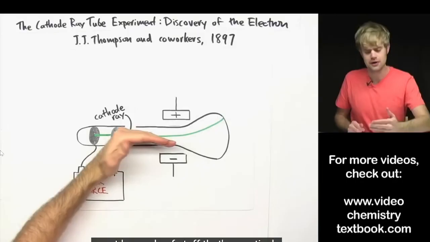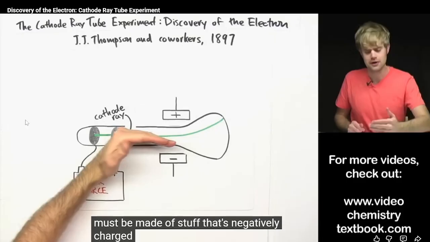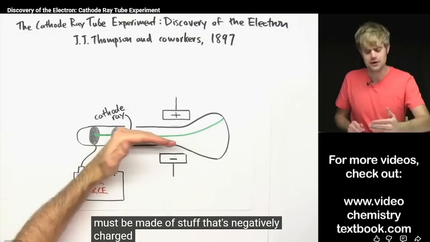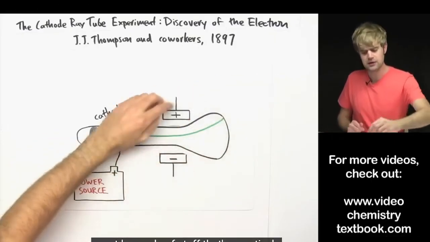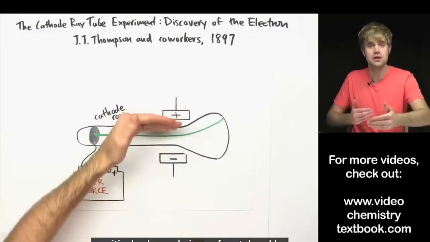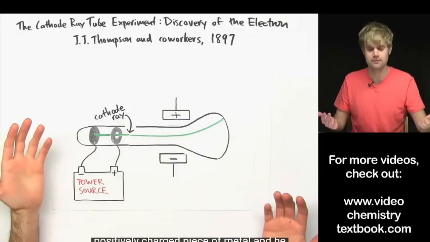So that was kind of a clever thing that he did in that experiment. He's like, let's see what happens. Maybe nothing would have happened, but it did. So he figured something out. He figured out that ray is what charge? Negative. Okay. Since it's attracted to the positively charged piece of metal, and he knows that opposite charges attract.